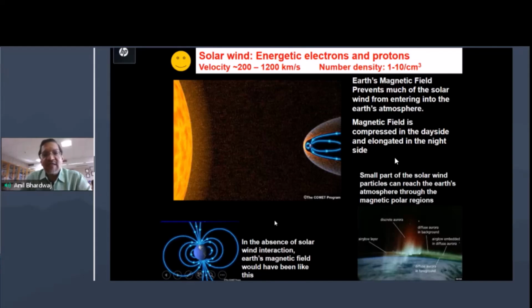And because of this, there is a change in the presence of Earth's magnetic field. And if you see on the right side of this cartoon, the dot here is the Earth, and these magnetic field lines start bending and forming a cavity which is called the magnetosphere. So magnetosphere is nothing but an effect of the interaction of charged particles coming from the sun with the Earth's magnetic field.